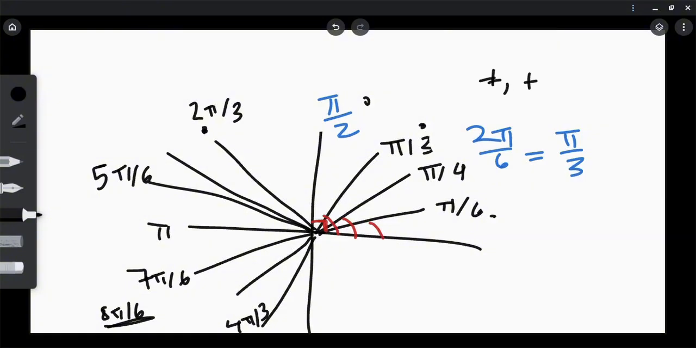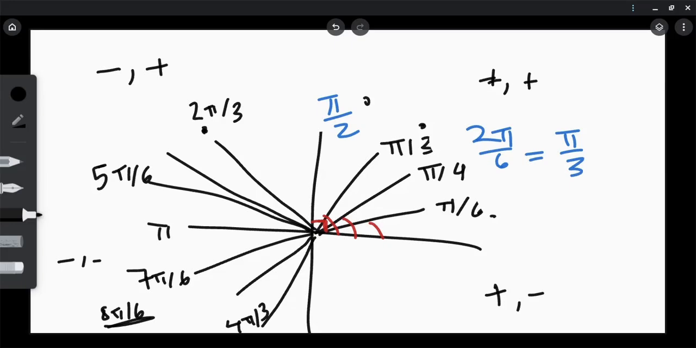You can also remember that quadrant 1, both x and y coordinates are positive. Quadrant 2 are negative and positive. Quadrant 3 are negative and negative. And quadrant 4 are positive and negative. But that's important for another part of this unit circle, which I'll get to later.